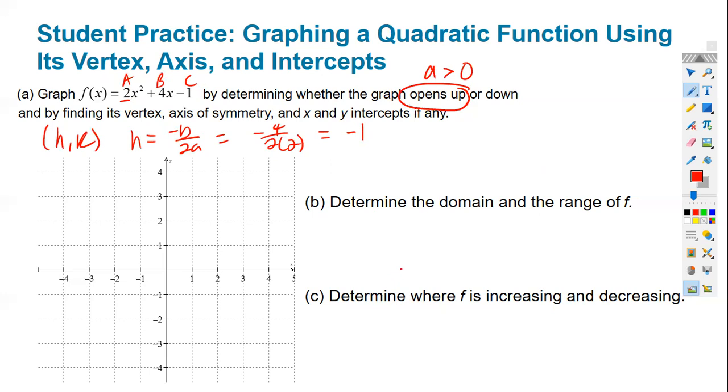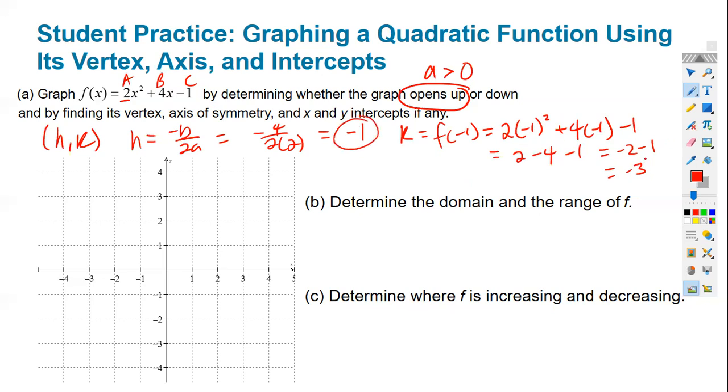Negative 1 is fairly easy to plug in to find your k. So you can find your k by substitution. So k would equal f of negative 1. So I'm going to plug in negative 1 everywhere that there is an x. So we have 2 times negative 1 squared plus 4 times negative 1 minus 1. And that's going to give me 2 minus 4 minus 1, which gives me negative 2 minus 1, which gives me negative 3. So now I know that my vertex is at negative 1, negative 3. So I go to negative 1, negative 3, and that's my vertex.